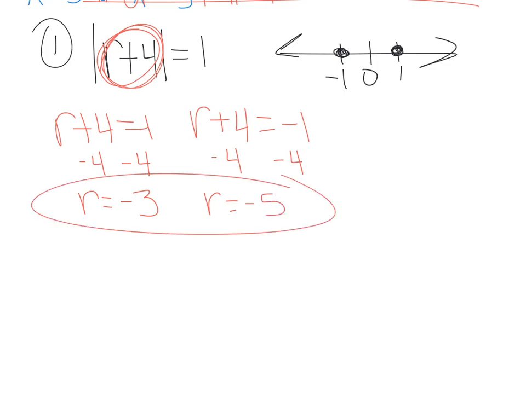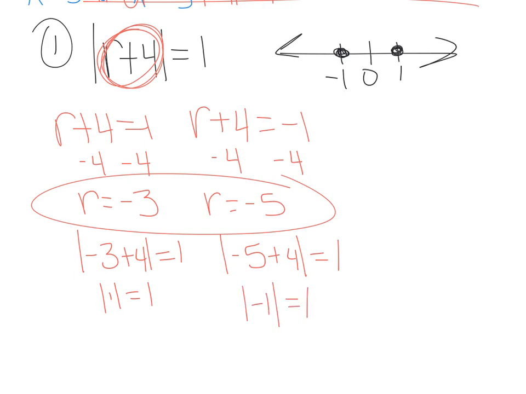And if we want to, we could go back and plug this back in. So the absolute value of negative 3 plus 4 should be equal to 1. Okay, negative 3 plus 4, what do I get? 1. Does the absolute value of 1 equal 1? Sure. Okay, if I plug in negative 5 plus 4 equals 1. What is negative 5 plus 4? Negative 1, right? And the absolute value of negative 1 also gives me 1. So you can check all of your answers today. So realistically, you shouldn't get any problems wrong on your homework tonight, right? Yes. Okay, questions on number 1? Okay, let's keep moving on.